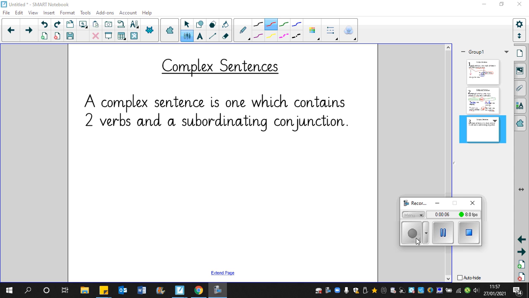This is about complex sentences. Okay, so a complex sentence is one which contains two verbs and a subordinating conjunction. Okay, no, don't worry, I will explain what all of those things mean.